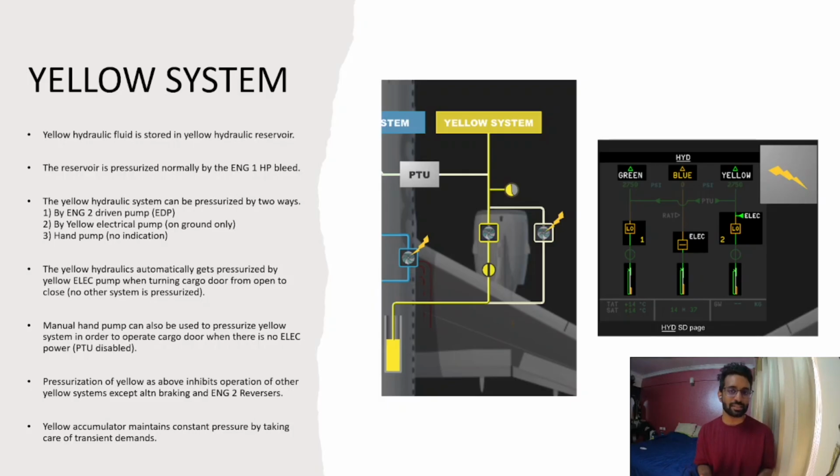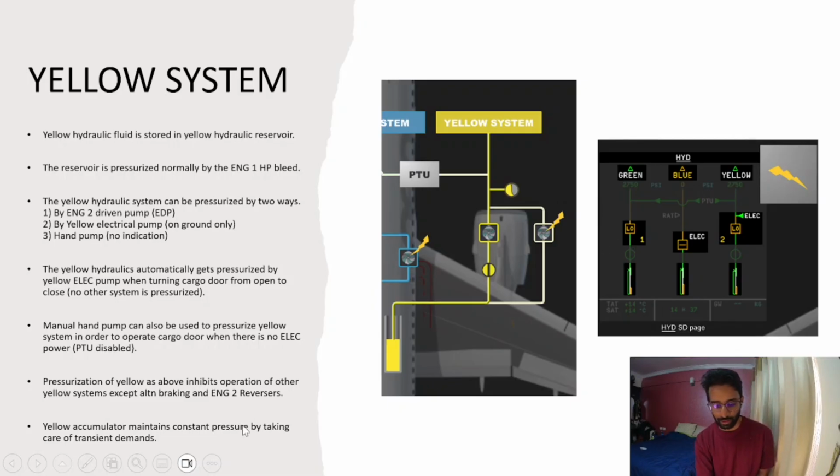So if the engine is off and you still want, for some reason, and what are these reasons, we'll look into it later, you still want to pressurize the yellow system, then the yellow pump can be turned on by the crew or by the ground staff when they operate cargo doors. Again, we'll talk about it later. The understanding part is there is a pump electrically supplied, not dependent on the engine, which can pressurize the yellow system.